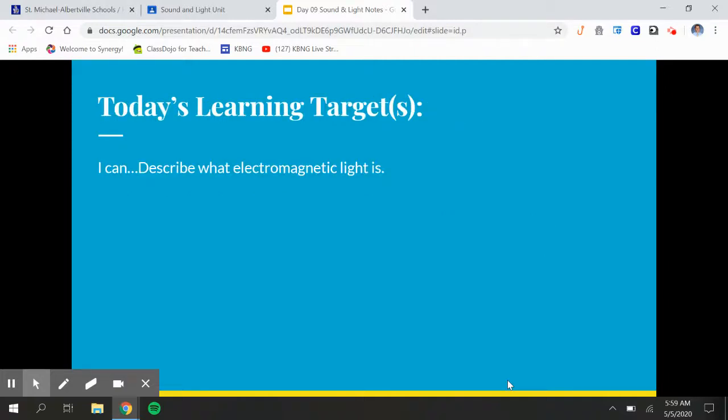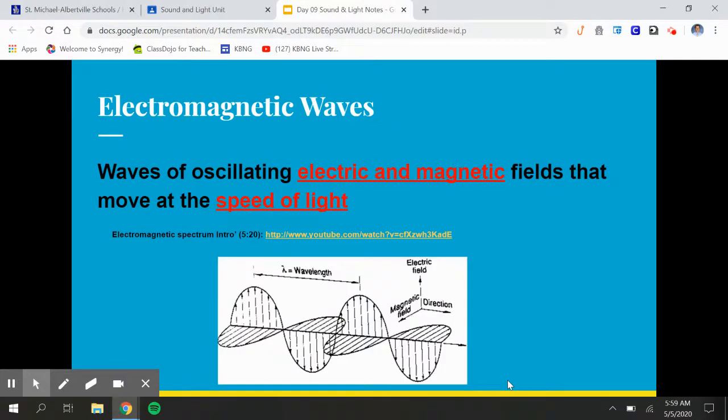So today we're specifically going to be talking about the electromagnetic spectrum of light. So everything from radio waves down to gamma rays and how they actually interact with other things. So electromagnetic radiation, or electromagnetic waves, are waves of oscillating electric and magnetic fields that move at the speed of light. So electromagnetic waves are light waves.